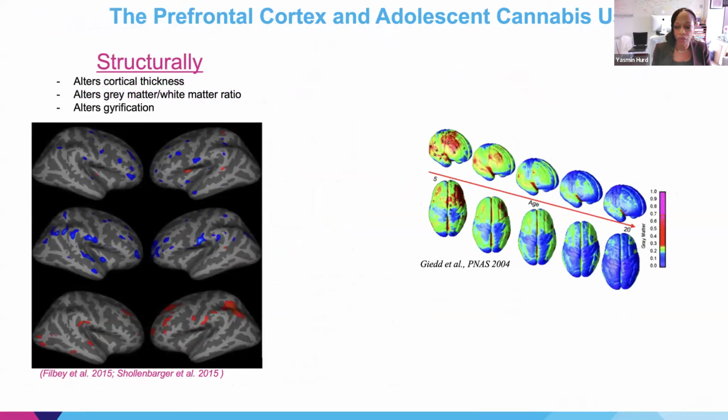This prefrontal cortical area is really important for a number of the psychiatric risks. And as I said, this is the last region of the brain to gain full maturity. There have been debates for years, and there will continue to be debates, about whether adolescent cannabis use changes the structure of the cortex. Studies have shown that it does.